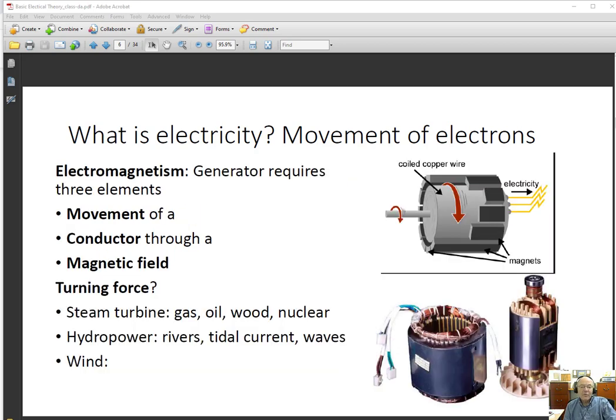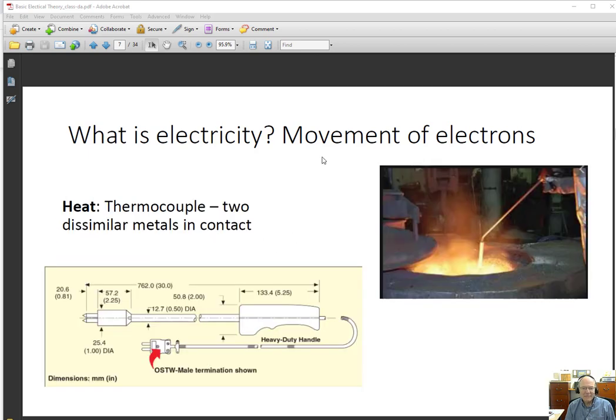All right. Movement of electrons again. We're still on movement of electrons. And I think what I'm going to do, let me skip this slide and come back to it. This is the way most of electricity in our homes is generated. So I'm going to come back to this because it's probably the most important one. Just skip down to a thermocouple.